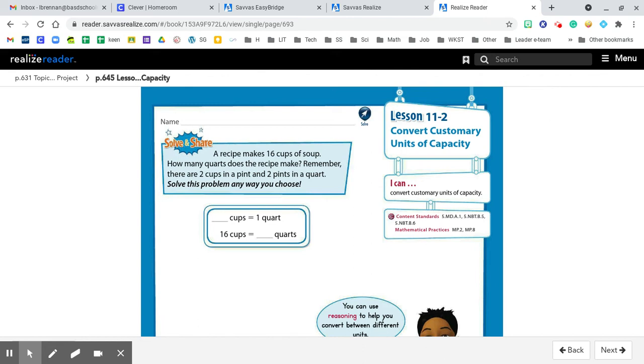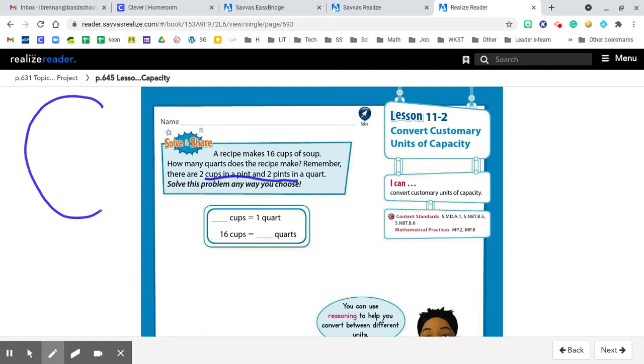Okay, today we're converting customary units of capacity. A recipe makes 12 cups of soup. How many quarts does the recipe make? Remember, there are 2 cups in a pint and 2 pints in a quart. So that's basic information coming up from fourth grade.